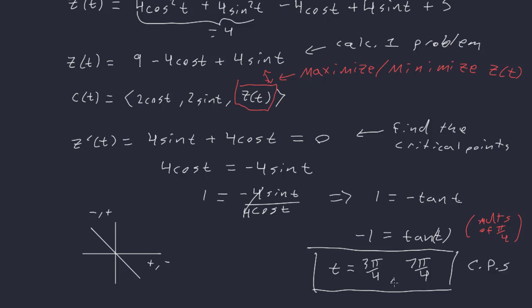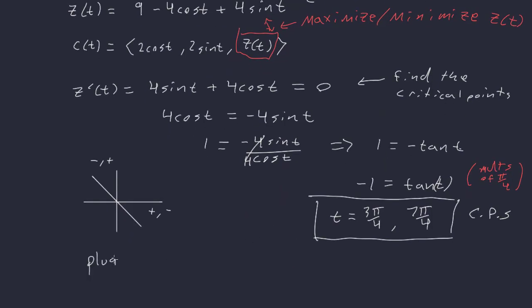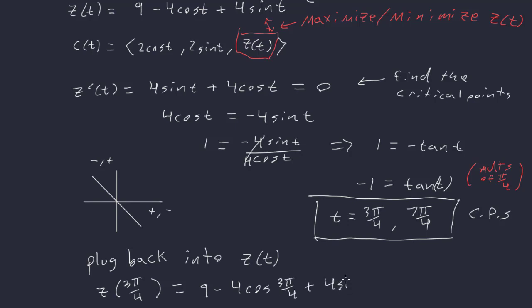Okay, and since we're only looking for absolute max and mins, we just need to plug this back into our z. Okay, so let's plug back into z of t. Okay, so z of 3 pi over 4 will be 9 minus 4 cosine of 3 pi over 4 plus 4 sine of 3 pi over 4.